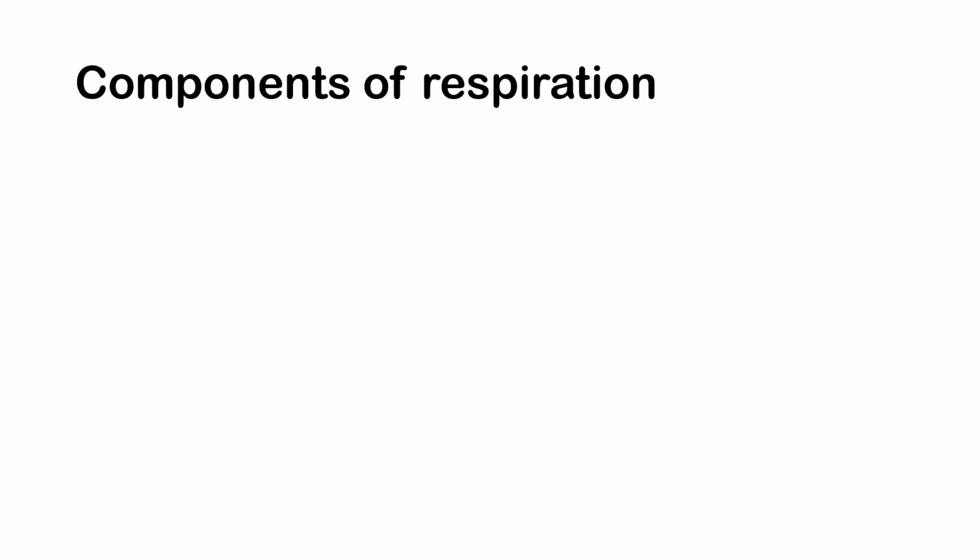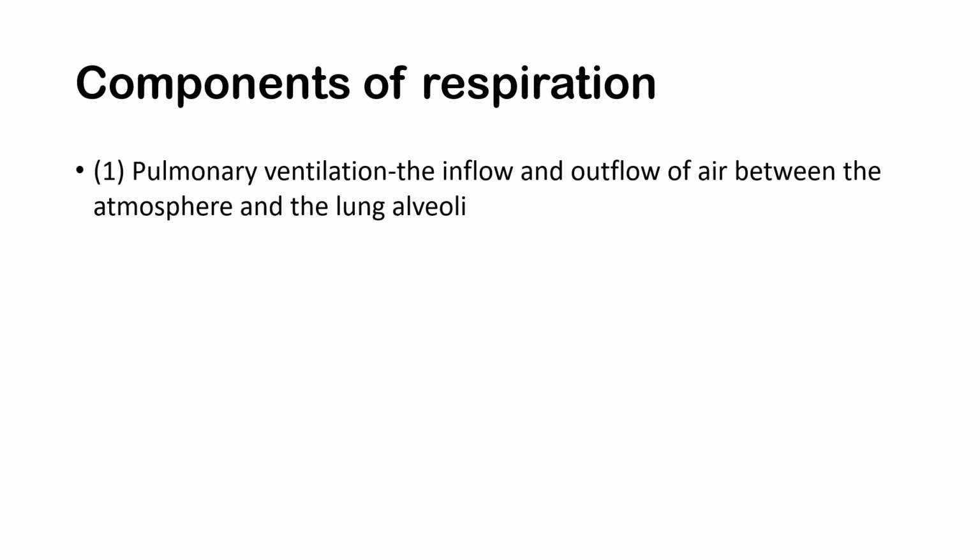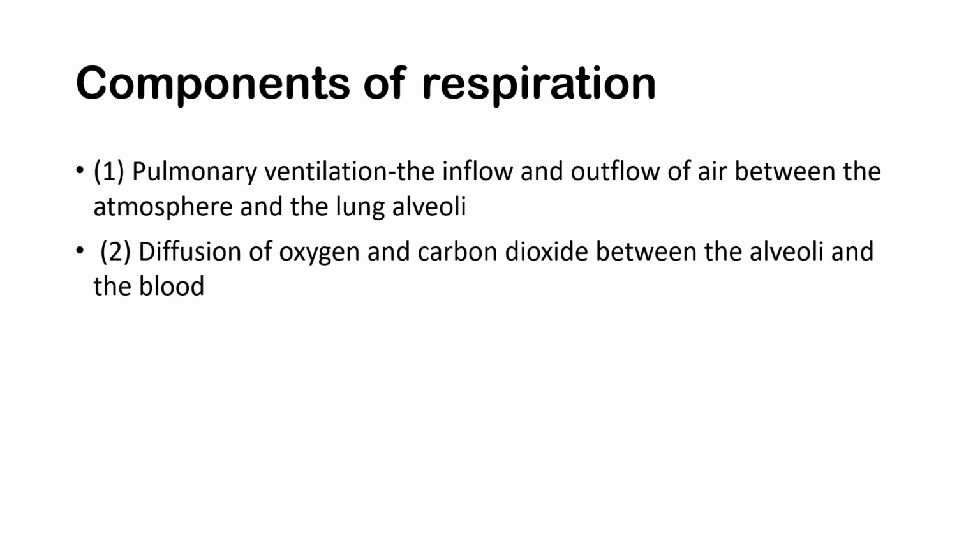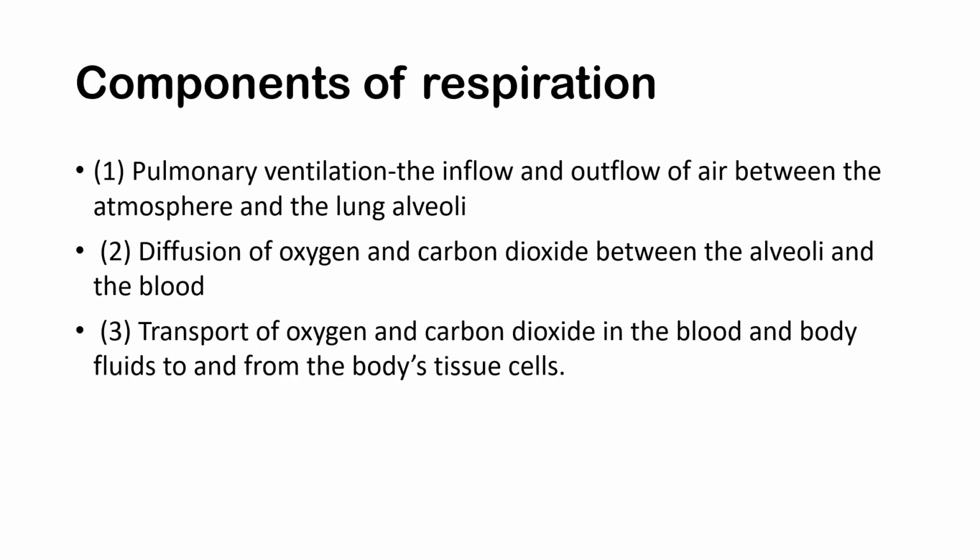So what are the components of respiration? First we have pulmonary ventilation, the inflow and outflow of air between the atmosphere and the lung alveoli. We also have the diffusion of oxygen and carbon dioxide between the alveoli and the blood. We also have transport of oxygen and carbon dioxide in blood and body fluids to and from the body tissue cells. And the regulation of ventilation, which we are going to discuss more.